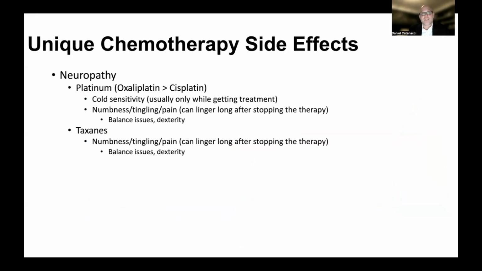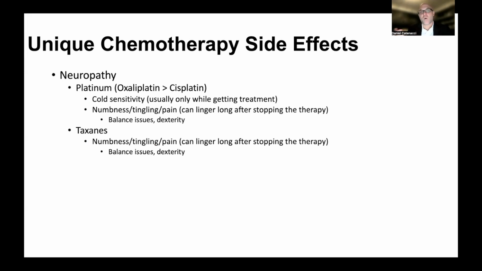Next, we'll talk about some unique side effects, which we've been alluding to along the way through a lot of the videos. And the first one is neuropathy, sensory neuropathy, where we're talking about platinums and taxanes, typically in the regimens that we're using for gastroesophageal cancer. When we talk about platinum neurotoxicity, I've mentioned that oxaliplatin generally has worse neuropathy rates than cisplatin. But overall is otherwise more tolerable in terms of causing nausea, vomiting, and fatigue, etc.